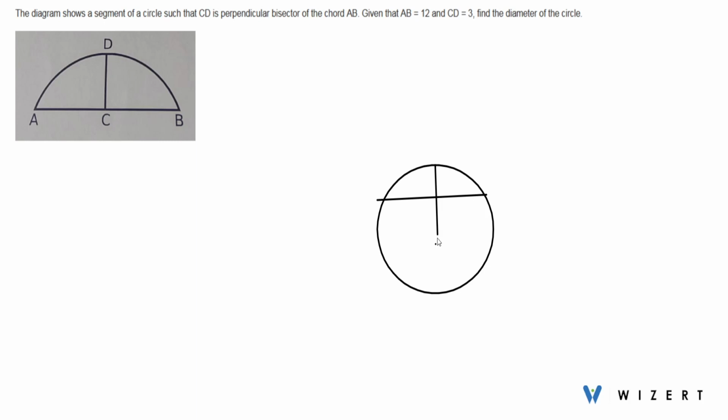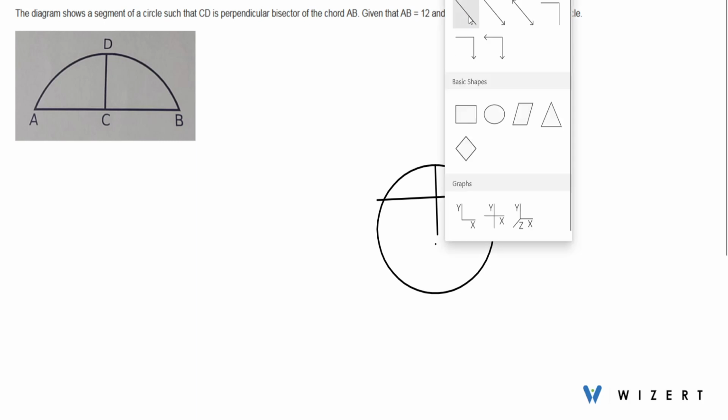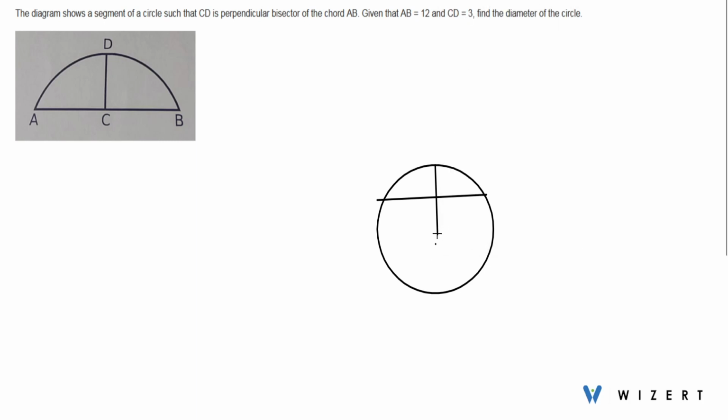So this is the center of the circle, and from here join this portion, right? So this is the radius of the circle represented by R. This is the chord A, C, B, and over here we have D.